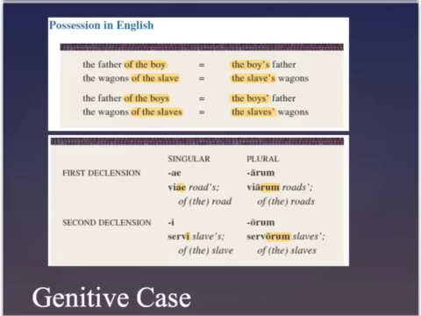So in Latin, possession is shown by the case endings. And for the first declension, it's ae for the singular and arum for the plural, for road's or roads', depending on where the apostrophe s is. And for the second declension, it's i or orum. So, of the slave or of the slaves.